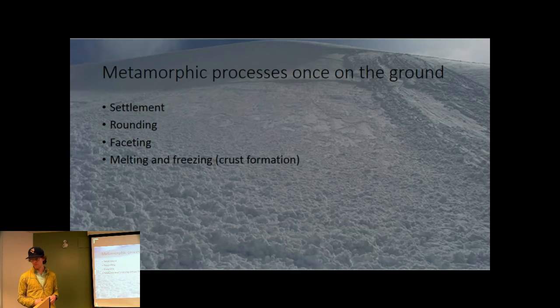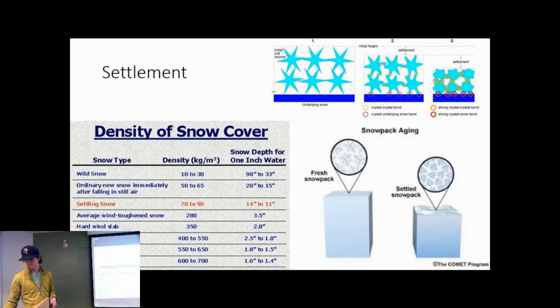So, the metamorphic processes once on the ground. The most important one is by far settlement. We're going to talk about all these, then rounding and faceting and melt freezing. So I talked earlier about the density of snow.